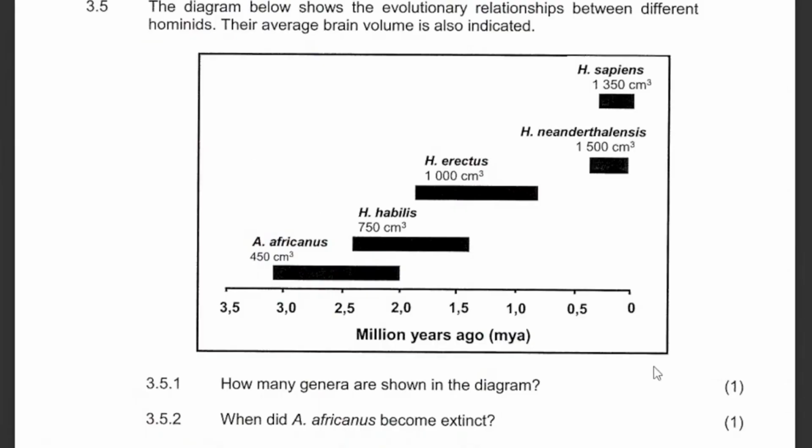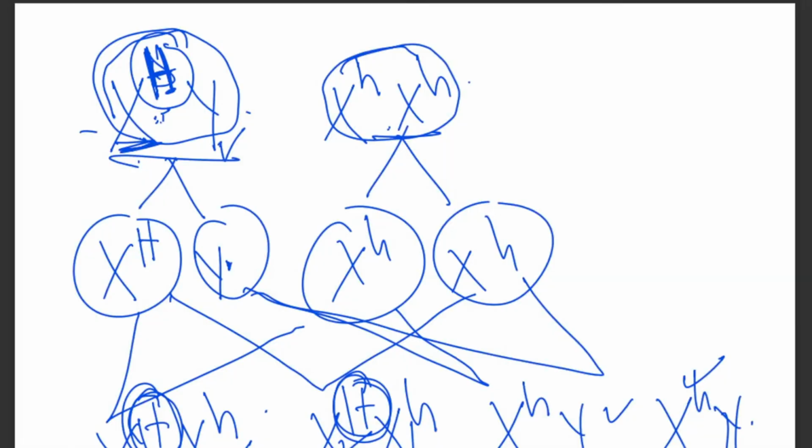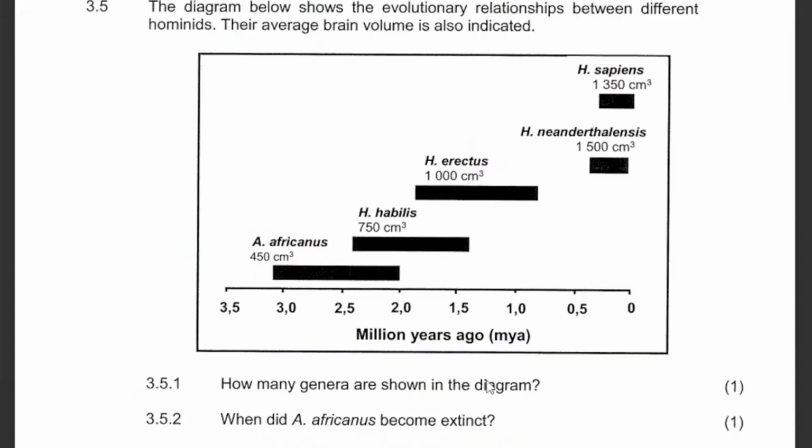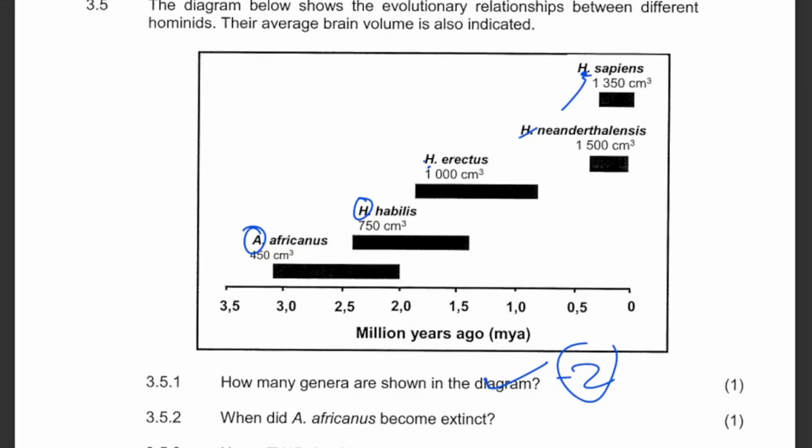And they're saying number 1, how many genera are shown? You see, that's the question. So you look at Australopithecus and Homo. So there are 2, because this is Homo erectus, Homo neanderthalensis, this is Homo sapiens, all of them are Homo.